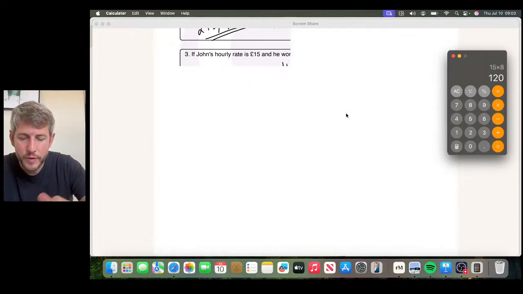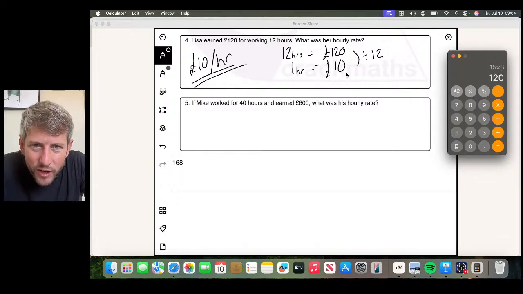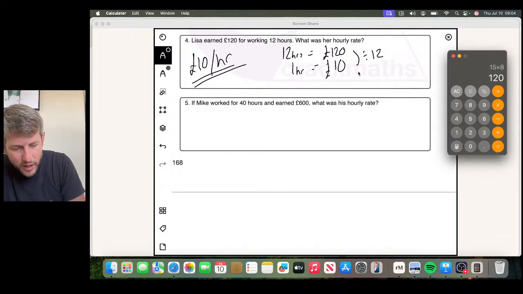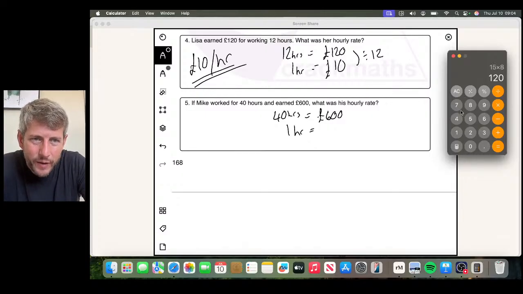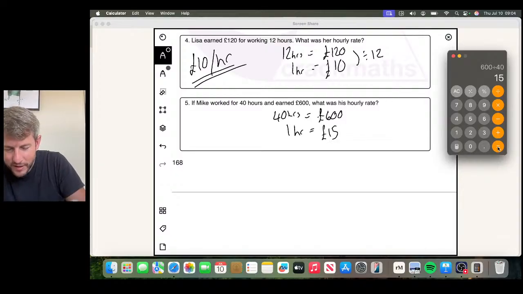Lastly, we've got Mike here. It says, if Mike worked for 40 hours and earned £600, oh dear, he's not earning a very good salary at all. What was his hourly rate? Oh, maybe he is. 40 hours equals £600, so 1 hour equals 600 divided by 40. That's 15, like the others really, £15 per hour.